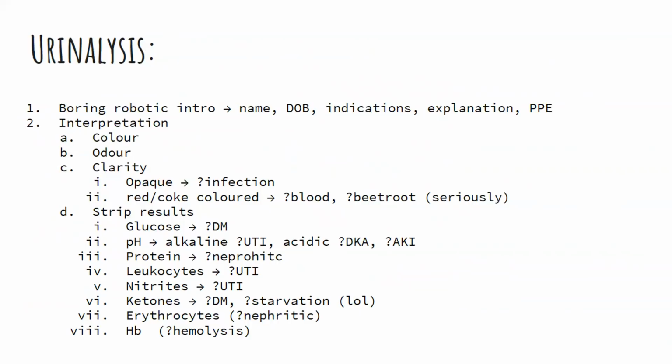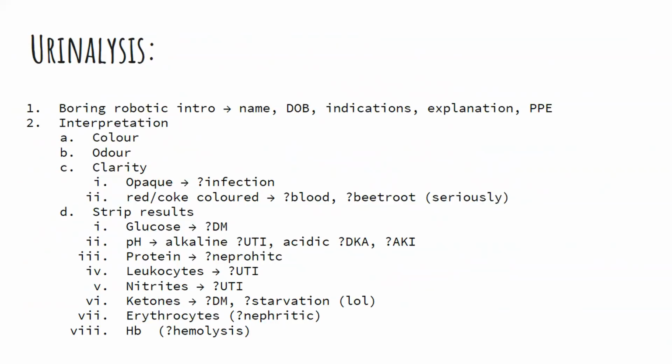So the first thing you're going to do is look at the color. Is it red to indicate blood? Is it coke colored to indicate red blood cell casts? Odor is a weird one. Just don't smell it. But with certain conditions, if you open the lid to do the urine dipstick test, you might smell an ammonia smell or something like that, which you can comment on.